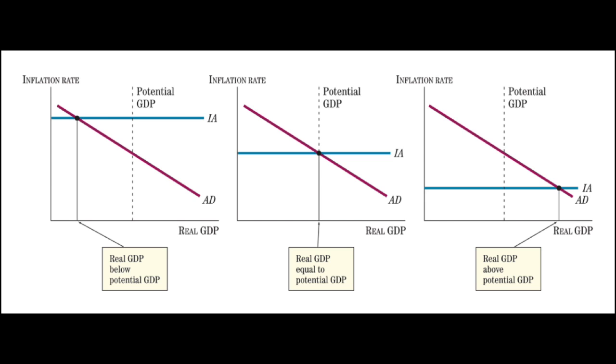The middle graph in this figure illustrates the IA line intersecting the AD curve at a point where the economy is at the potential GDP.